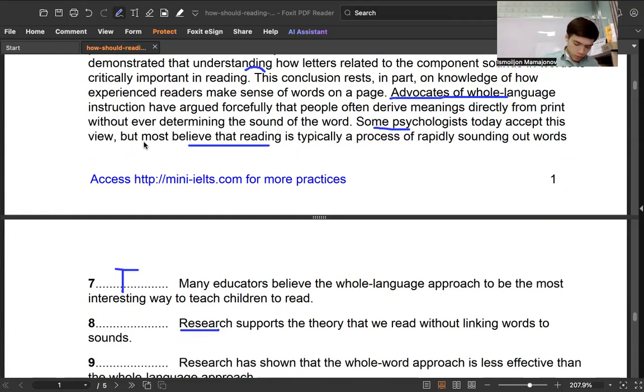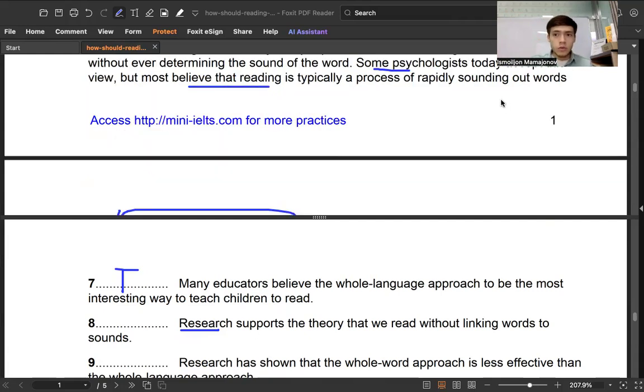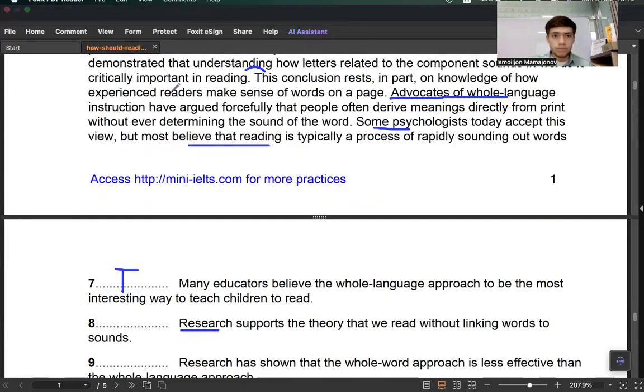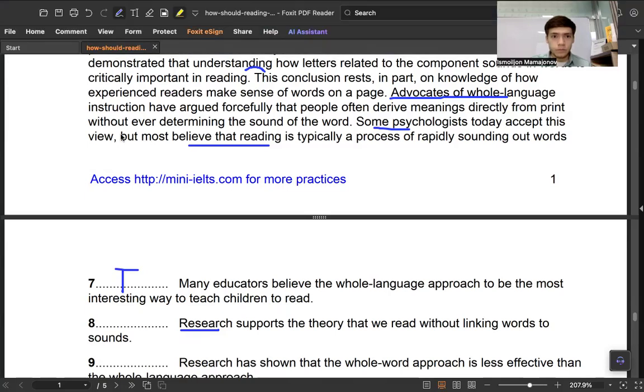Okay, let's understand the question. The question says we understand without sounding in our brain. What I'm doing right now is reading itself, but there is sound in my brain. The psychologists today accept this view, but most believe that reading is typically a process of rapid sounding out words. So we sound out. Most believe that we sound out. So it's kind of given here. Most believe that we sound out words.